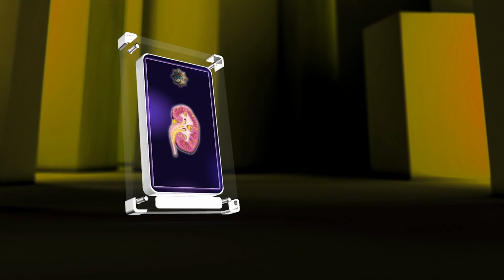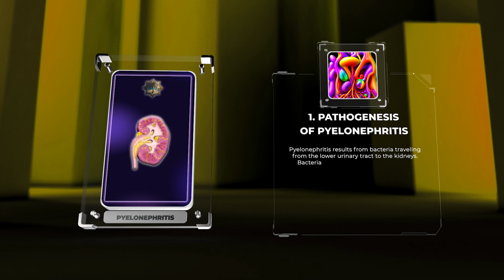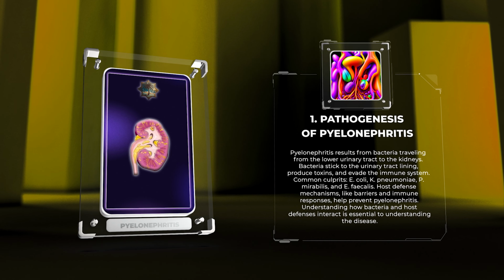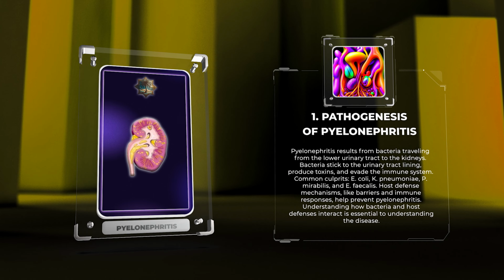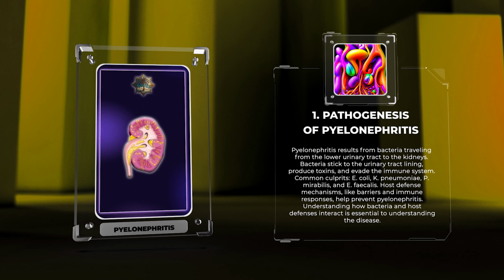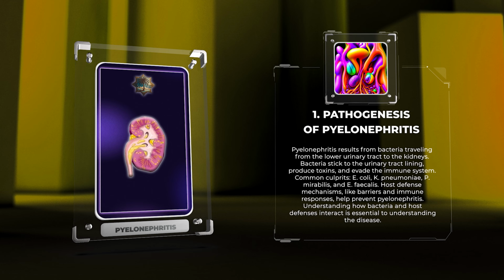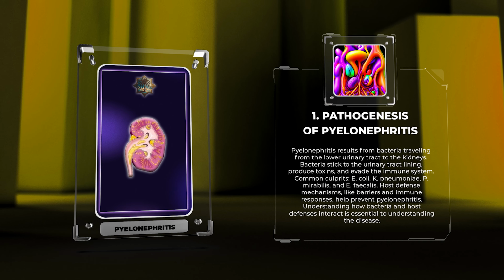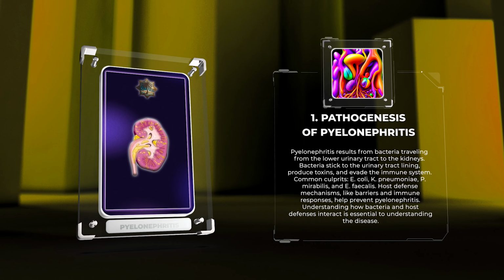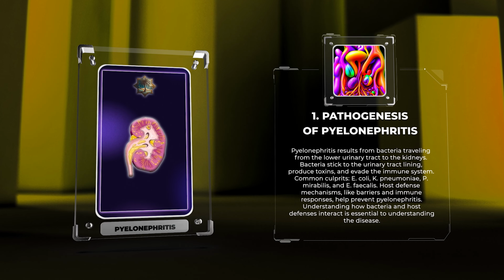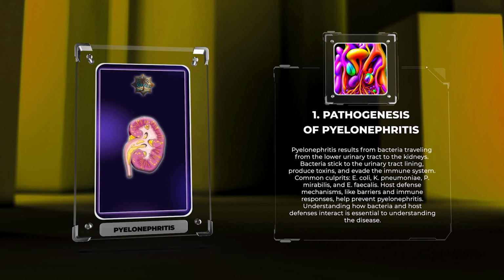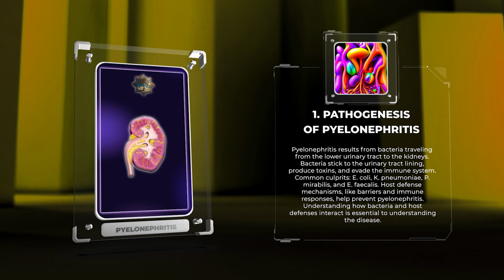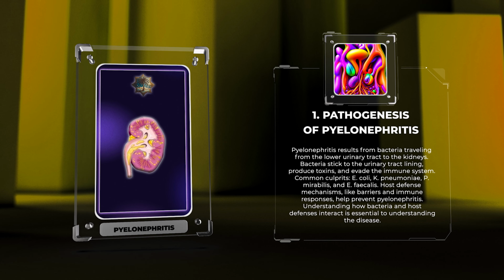Pyelonephritis results from bacteria traveling from the lower urinary tract to the kidneys. Bacteria stick to the urinary tract lining, produce toxins, and evade the immune system. Common culprits: E. coli, K. pneumoniae, P. mirabilis, and E. faecalis. Host defense mechanisms, like barriers and immune responses, help prevent pyelonephritis. Understanding how bacteria and host defenses interact is essential to understanding the disease.